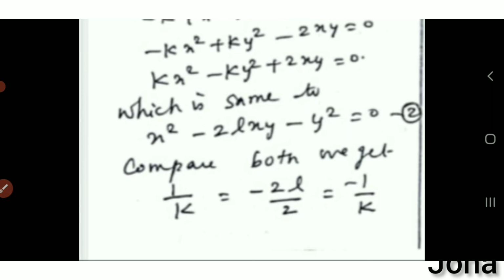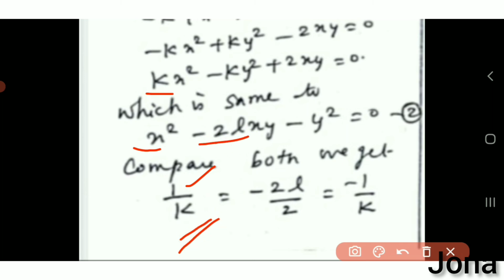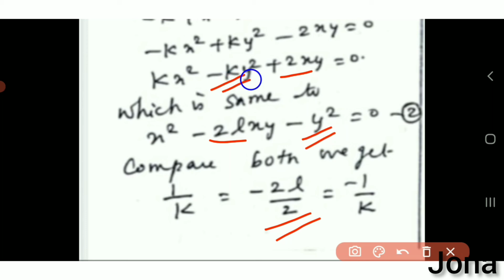So compare these two. We can have the coefficient of this one is 1 by k and then minus 2l by minus k. The coefficient of xy is 2. So minus 2l by 2 equal to, here minus 1, here this is minus k. So minus 1 by minus k.